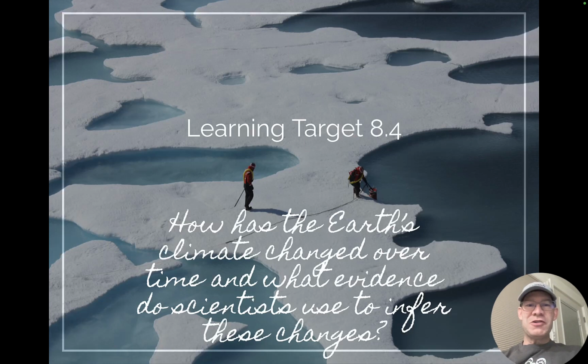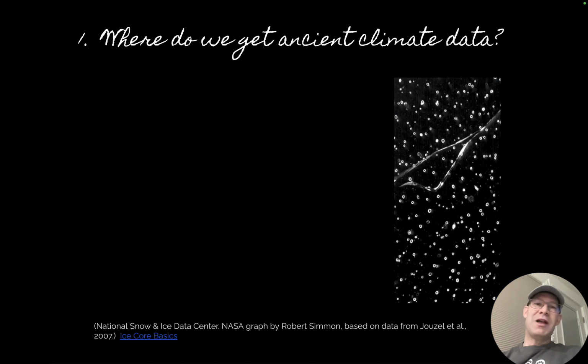How has the Earth's climate changed over time, and what evidence do scientists use to infer these changes? So we're kind of looking at evidence to support climate change, our changing climate. So number one we have is, how do we get ancient climate data? Thermometer recorded history has only been around for so long. How do we get it?